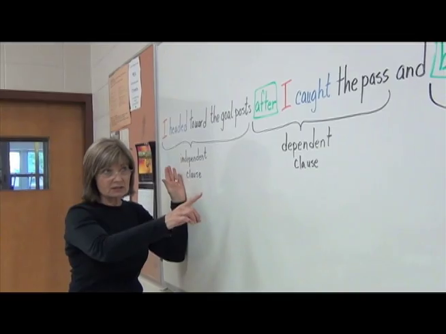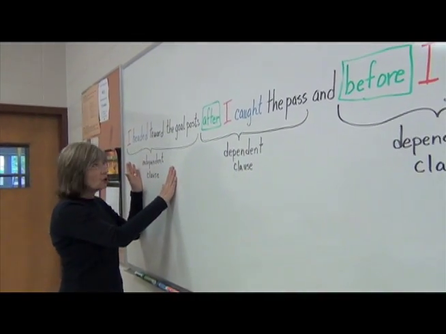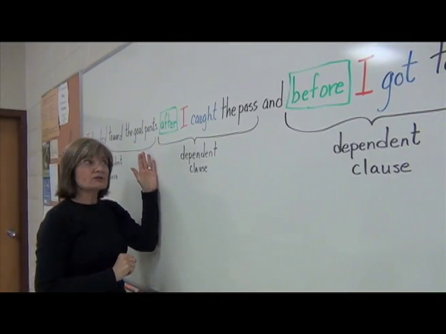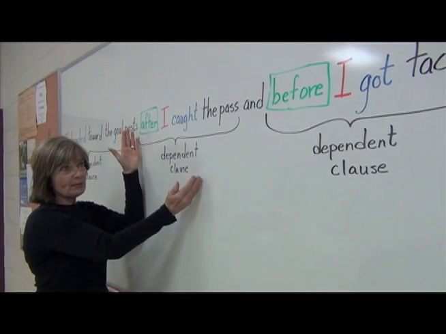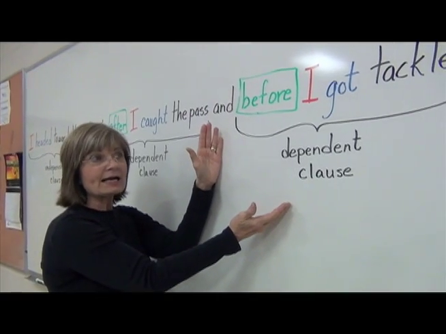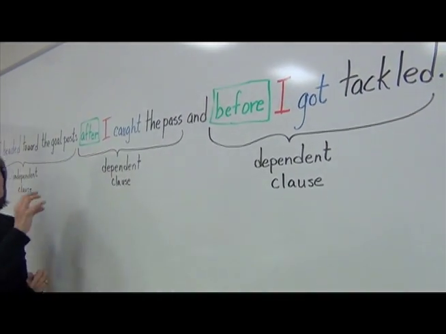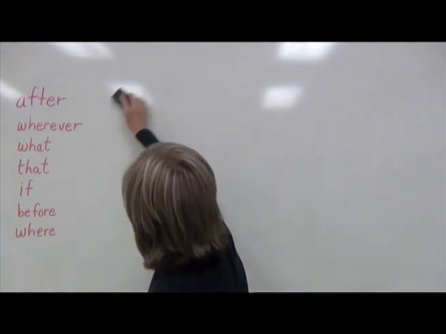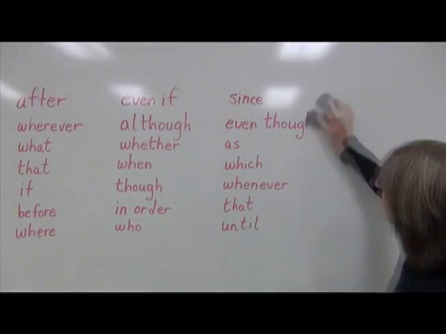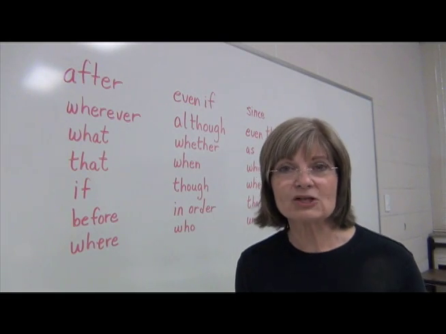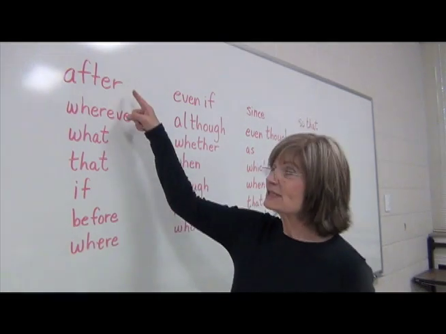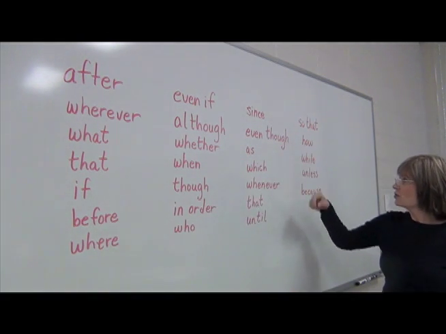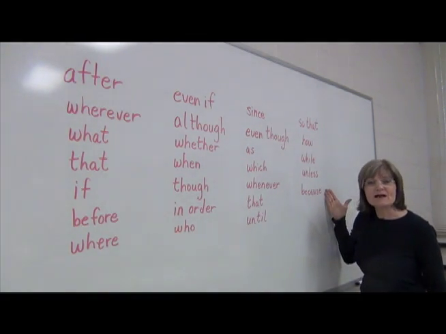This lengthy sentence has one independent clause, I headed toward the goalposts, and two dependent clauses, after I caught the pass and before I got tackled. A wonderfully descriptive, complex sentence. If you notice, there are special connectors that we use to join independent clauses with dependent clauses. Words such as after, if, when, even though, and our favorite word, because.